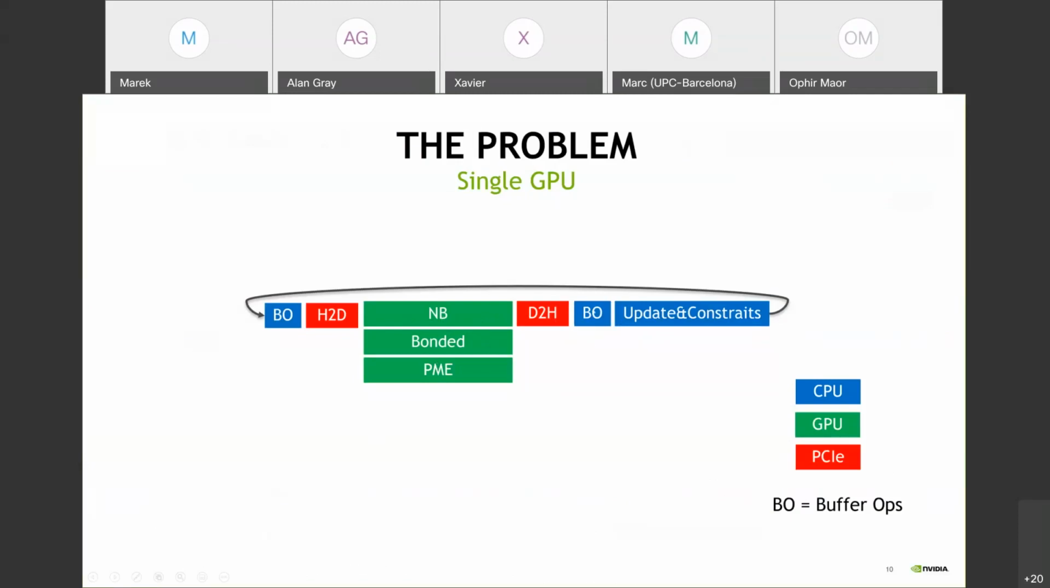There's two different blue areas here. One is called BO, for buffer ops. This is just some internal transformations. I don't need to go into details of these. The other one is updating constraints, which is the part of the time step that updates the atom positions based on the forces that are exerted on them. And because these blue parts are on the CPU, we also need data transfers between GPU and CPU, which we've called H to D, host to device, or D to H, device to host, to get the data where it's needed for the different parts of the time step.